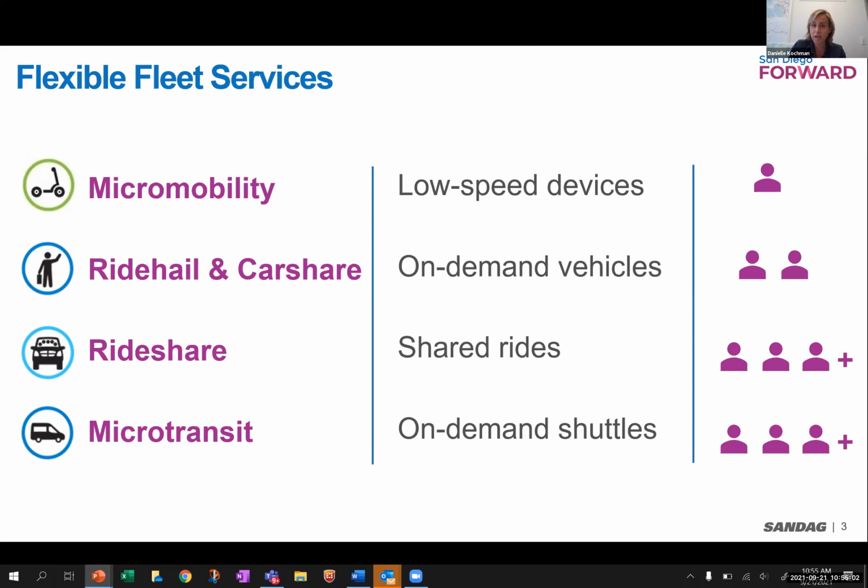Ride hail and car share, we've categorized together. Ride hailing being Uber, Lyft type services or taxis as well, that you call to pick you up where you are. And then car share, we've had a number of different car share services in San Diego. We had Car2Go, which had the small electric vehicles and changed later to gas powered. And those were dockless, where you could park them anywhere and pick them up and the app would tell you where they were.